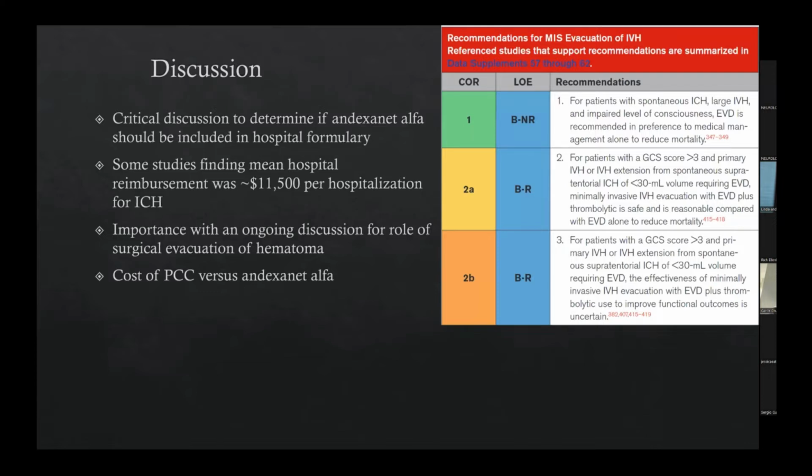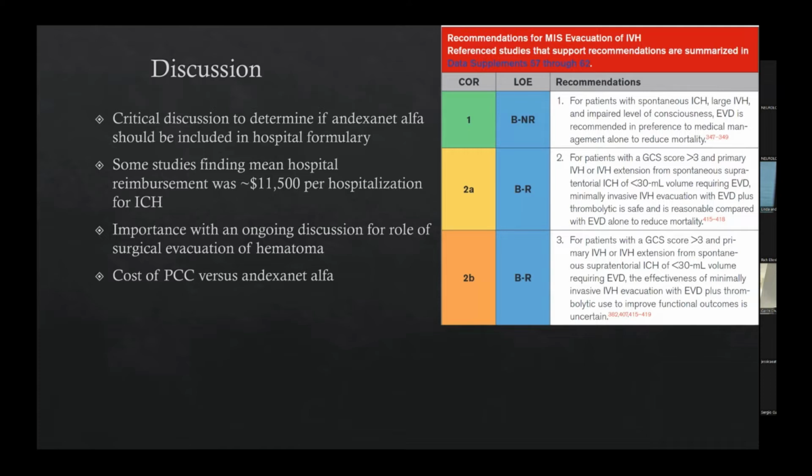So this study was really critical to our hospital's discussion of whether or not to include andexanet alfa in the hospital formulary. We ultimately at Rhode Island Hospital decided not to include it, given its lack of clinical benefit demonstrated by randomized trials, and relatively high cumulative costs, which we showed with this simulation study. Some studies have found a mean hospital reimbursement for an ICH is about $11,000. So if you're giving a $27,000 drug at the get-go, one has to carefully weigh the risks and the benefits of that.